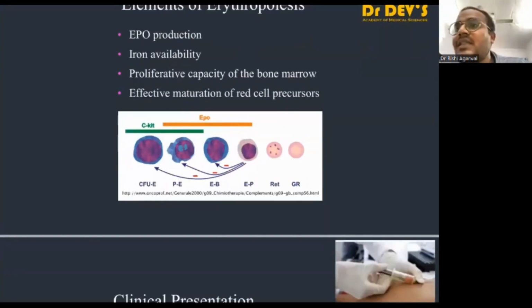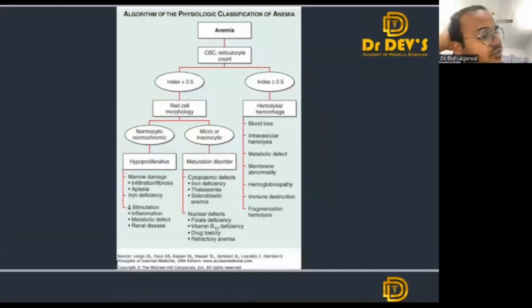Then the bone marrow is working, but there is no effective maturation, because maturation requires DNA, and DNA requires iron, folic acid, and vitamin B12. These are the classical things by which we can diagnose anemia. So what basic investigations do we need to classify anemia? Only three investigations: CBC, PBF in detail, and retic count.